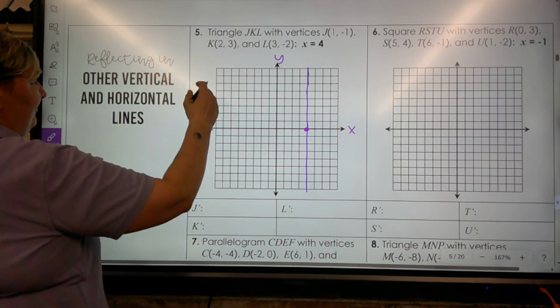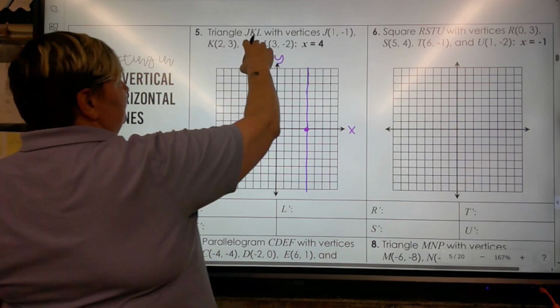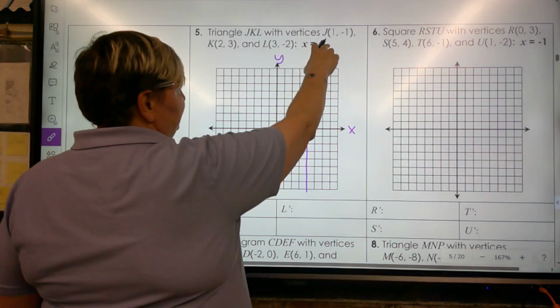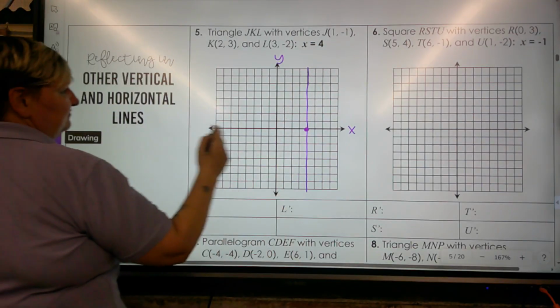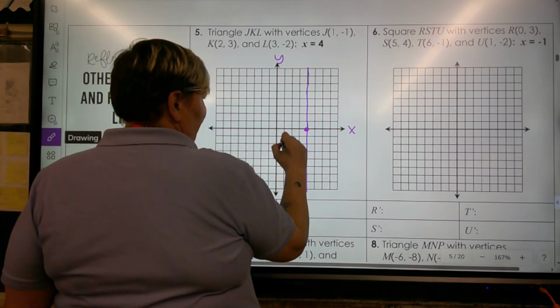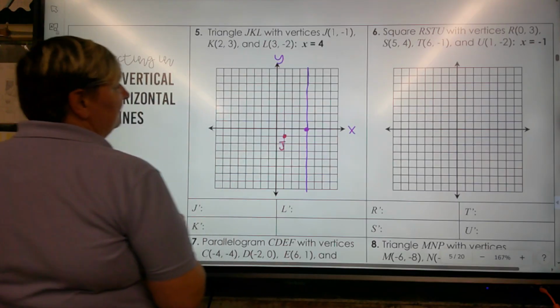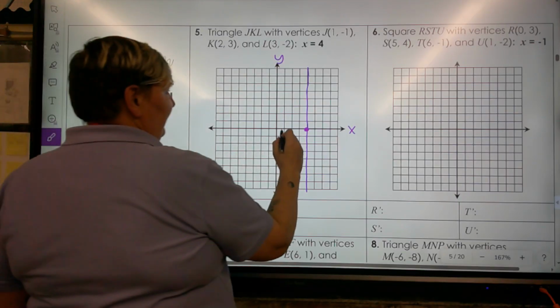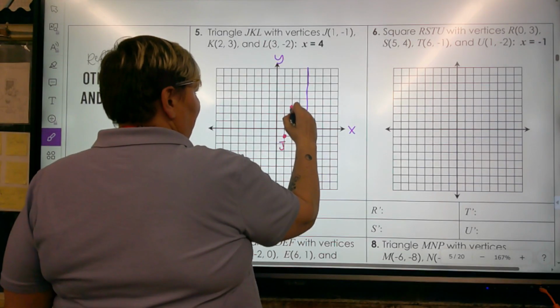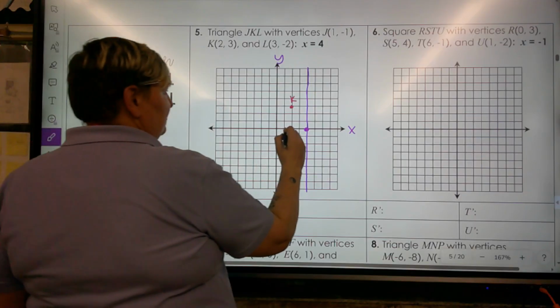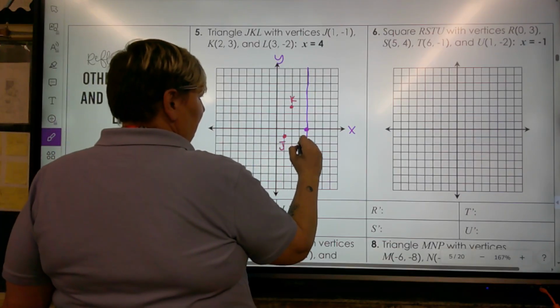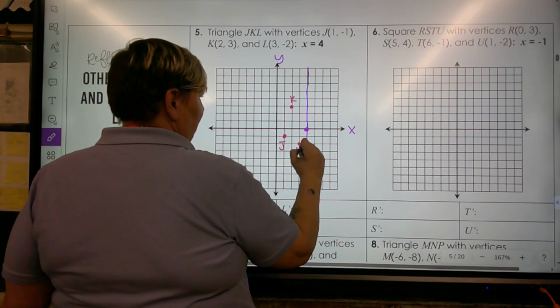So let's plot our original triangle JKL with vertices J, 1, negative 1. 1, negative 1 is J. 2, 3 is K. And 3, negative 2 is L.